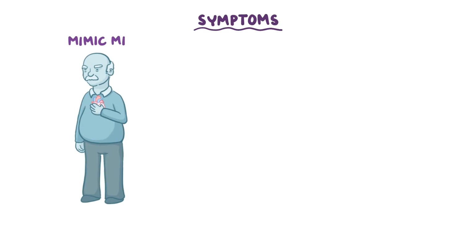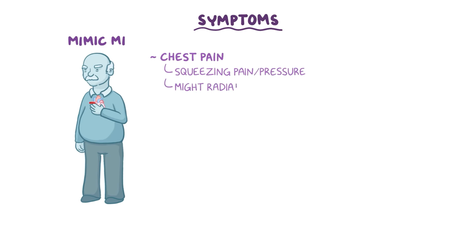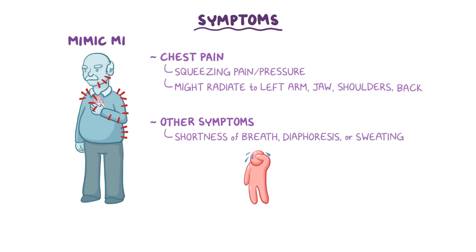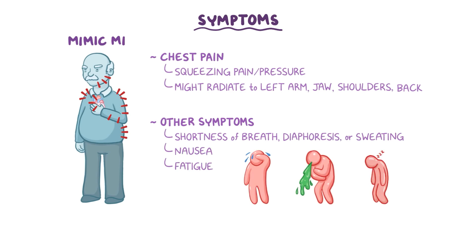Symptoms of coronary steal syndrome mimic that of a myocardial infarction and include a typical type chest pain, which is described as a squeezing pain or pressure that might radiate up to the left arm, jaw, shoulders, or back. It's often accompanied by other symptoms such as shortness of breath, diaphoresis or sweating, nausea, and fatigue.